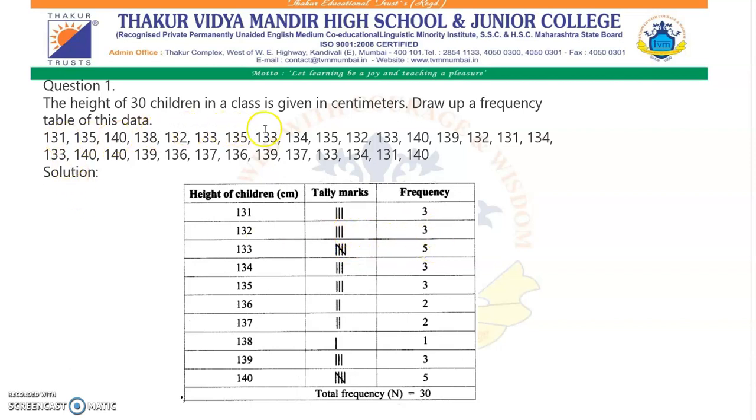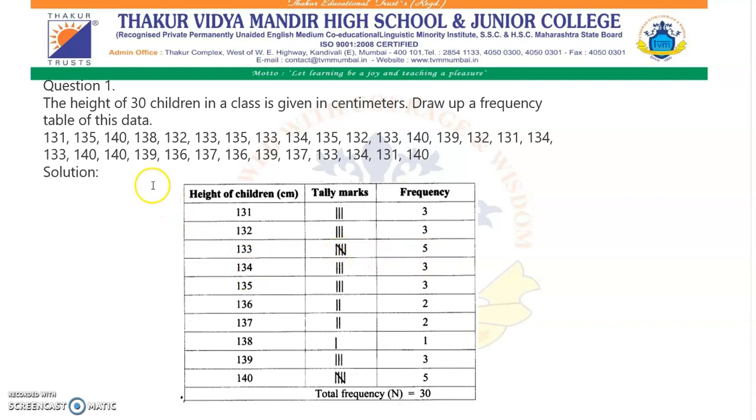Same way we will count 133 from the given data. How many times does it occur? 5 times. So if it occurs 5 times, you have to be careful in representing tally marks for 5. First we make 4 vertical lines and the fifth line will be from left to right. We have to put a cross from left to right, it means this is 5 and frequency is 5.